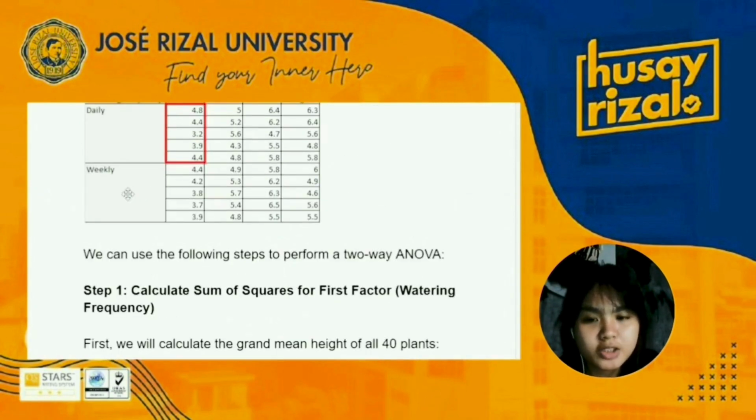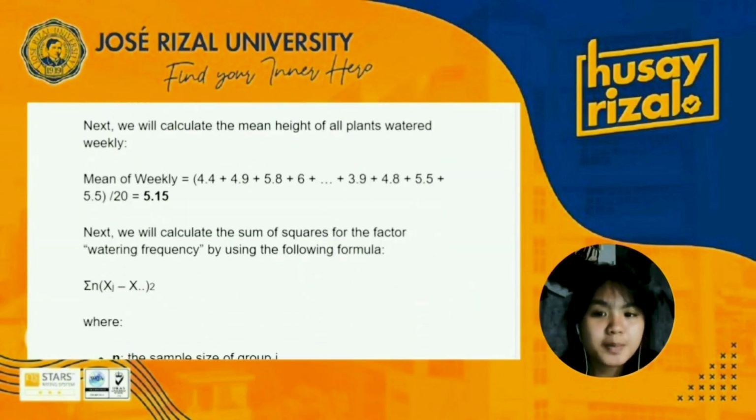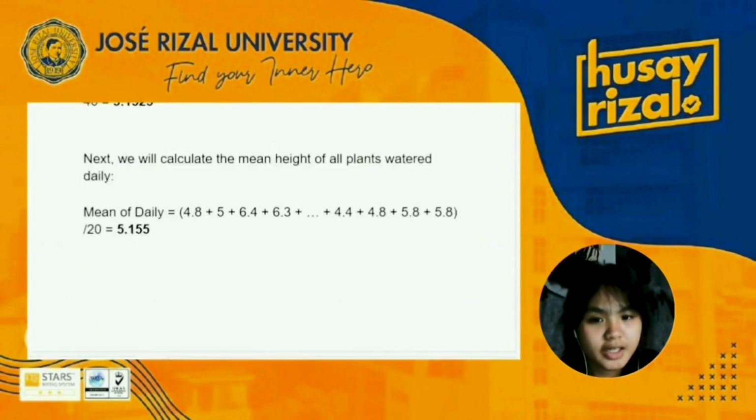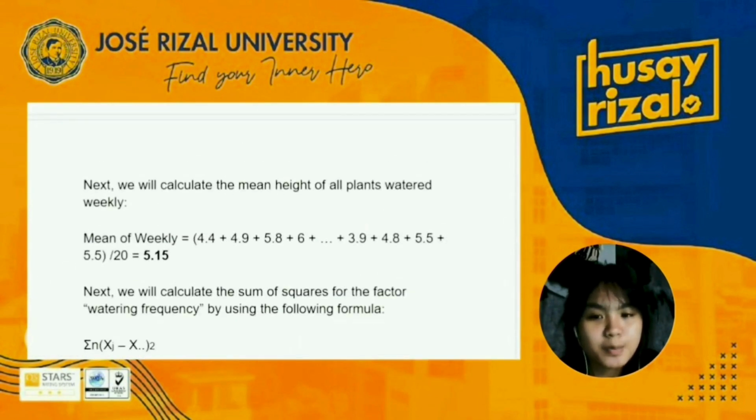So for the weekly, which is this, divide again by 5. The result is divided by 20, sorry. So the result is 5.15.